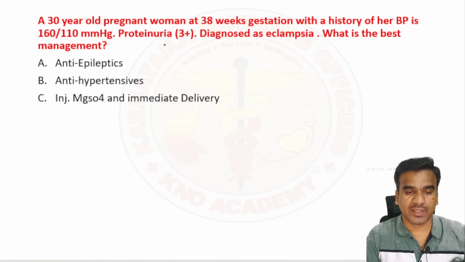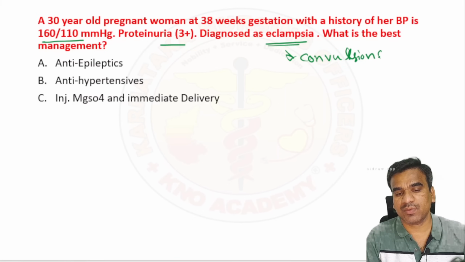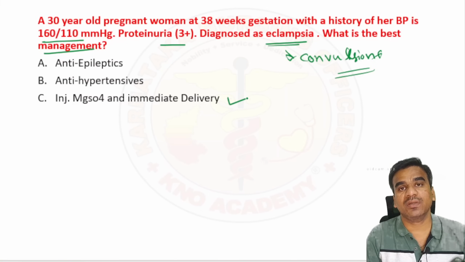A 30-year-old pregnant woman at 38 weeks of gestation, with BP 160 by 110 mmHg and proteinuria 3 plus, is diagnosed with eclampsia. Eclampsia means we should understand there are convulsions. I have done a very good class on convulsions in the KNO Academy app, and Akhil sir also dealt with this. So what is the best management? Best management is injection magnesium sulfate and immediate delivery. Once convulsions start, we should not wait for delivery. We have to deliver the baby at any stage of pregnancy.